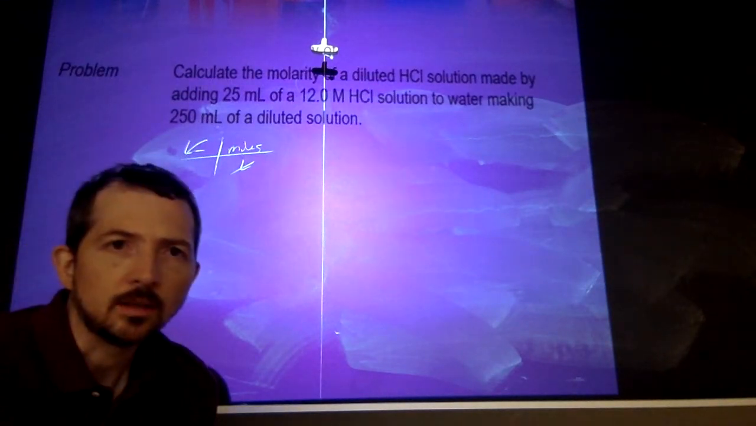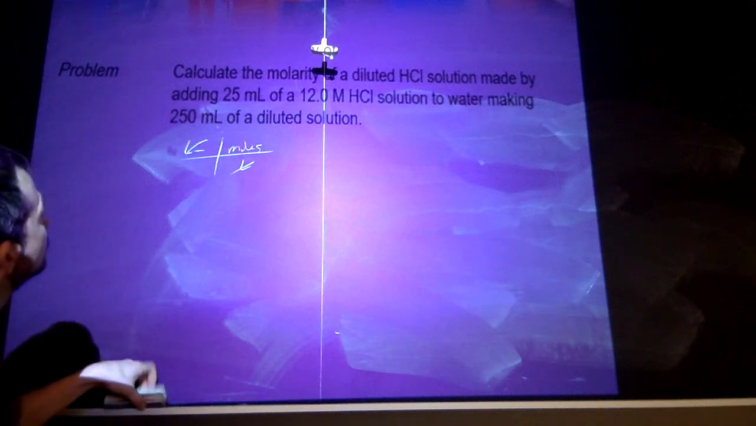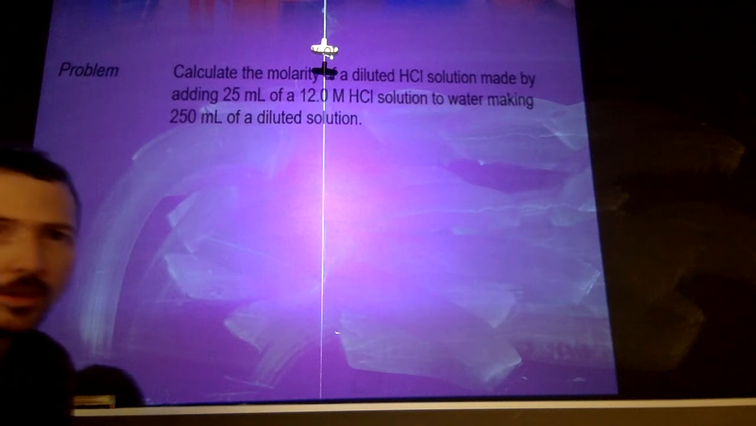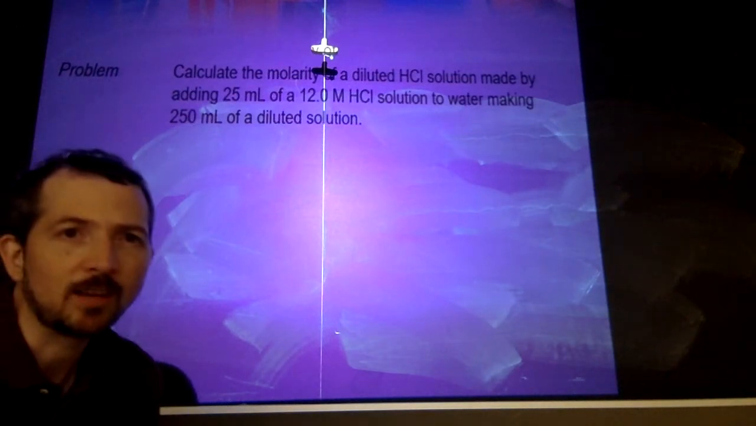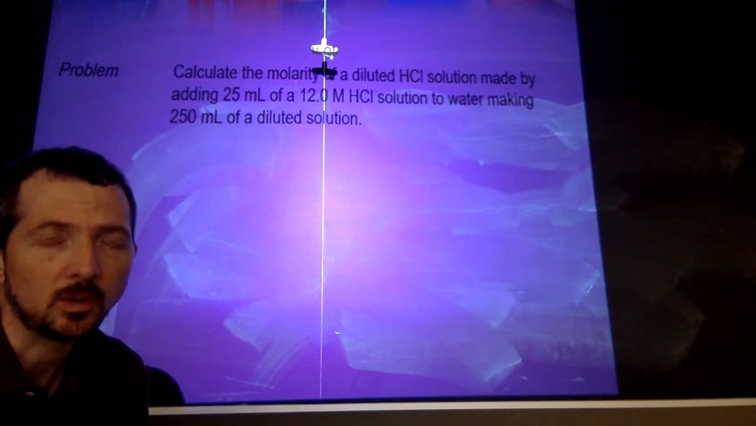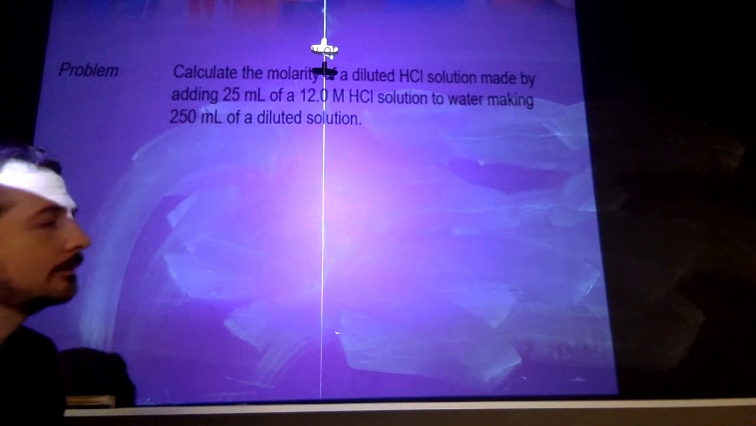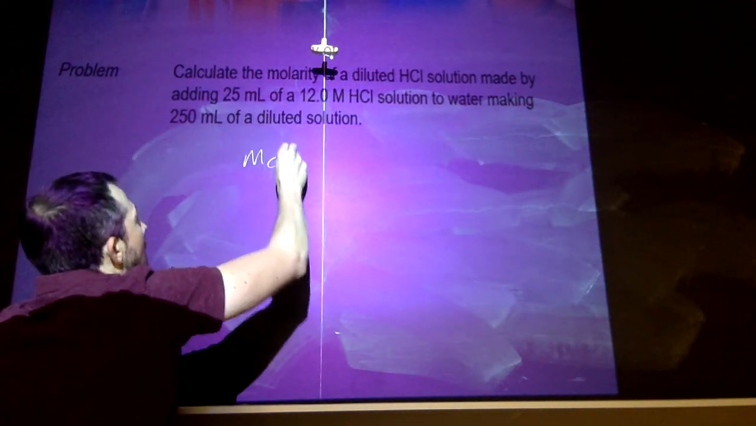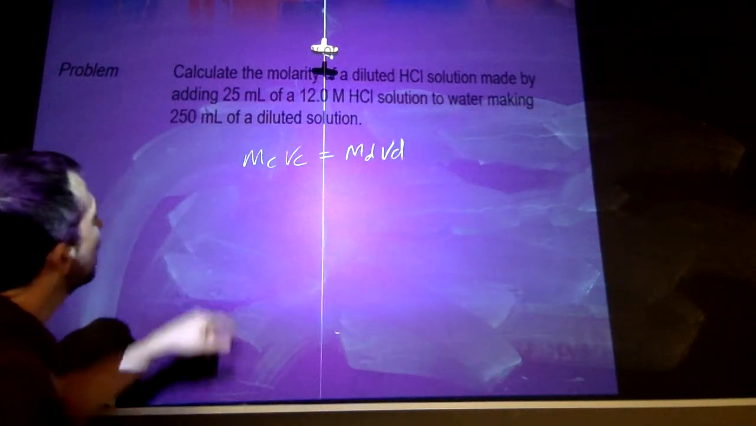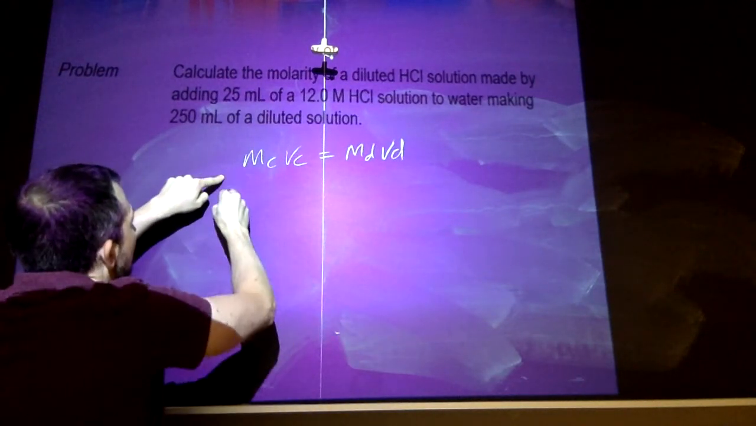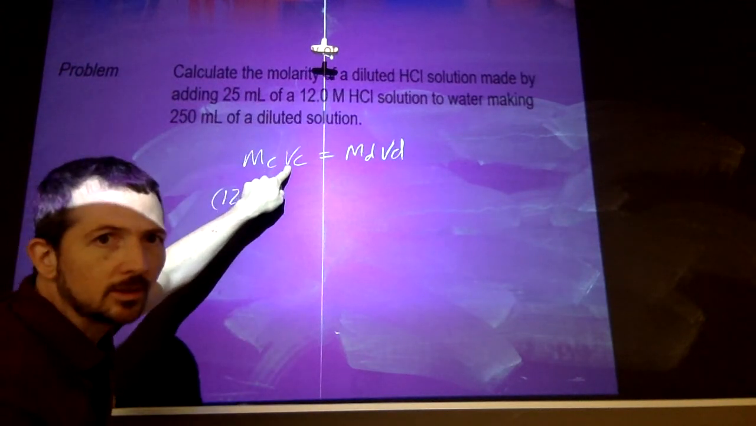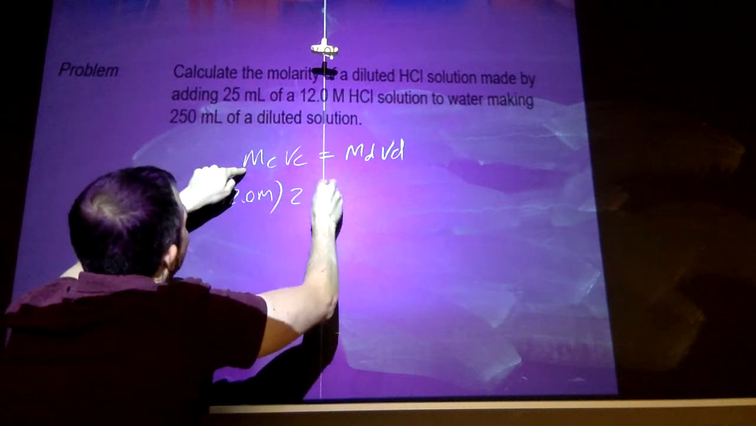So let's go ahead and work one of these problems. It says calculate the molarity of a diluted HCl solution made by adding 25 milliliters of a 12 molar HCl solution to water, making 250 milliliters of a diluted solution. So my molarity of my concentrated solution is 12 molar, and my volume of my concentrated solution is 25 milliliters.